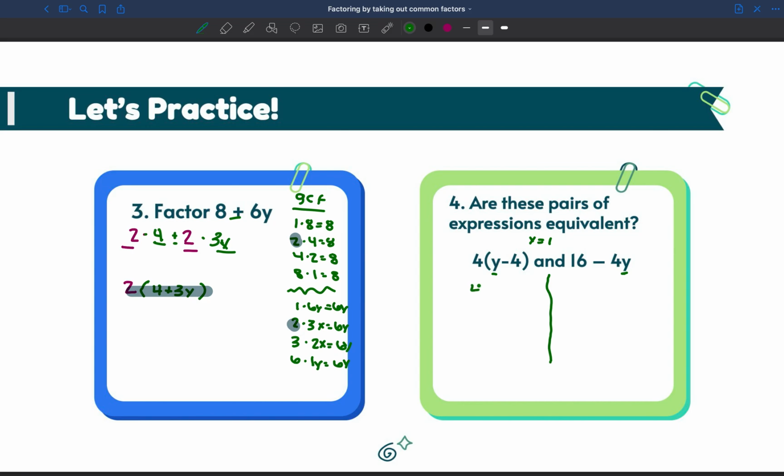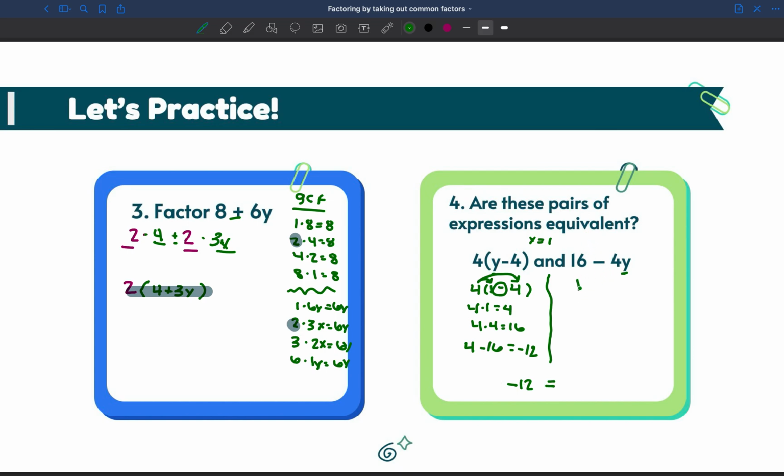So now we are going to have 4 times 1 minus 4. Since we are expanding, we have to take our 4 and multiply by each expression on the inside of our parentheses. So now we're going to have 4 times 1 equals 4, and 4 times 4 equals 16. And since it was a subtracting sign right in the middle, we have to make sure that's our middle operation. So now we have 4 minus 16, which gives us the answer of negative 12. I'm going to write that right down here so that we can find out whether these are equivalent or not.